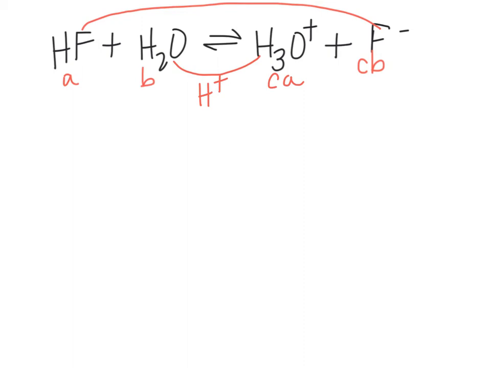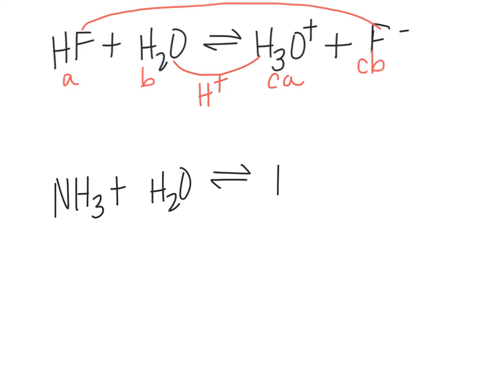All right, we're going to do one more example. NH3 plus H2O gives us NH4+ with the +1 charge and hydroxide. All right, so we're going to label these acid, base, conjugate acid, conjugate base. So let's take a look here.